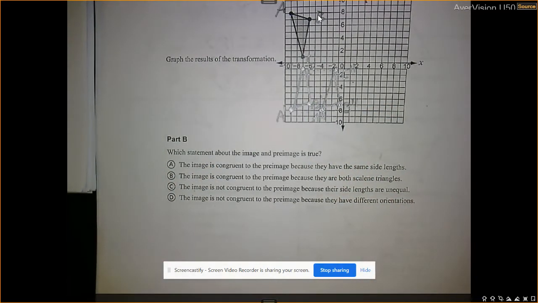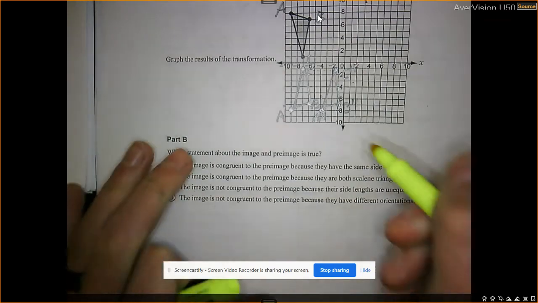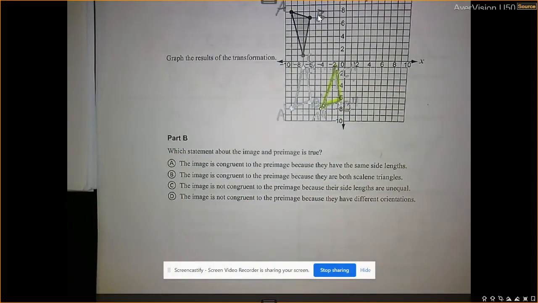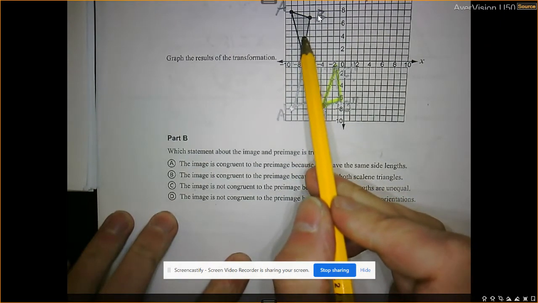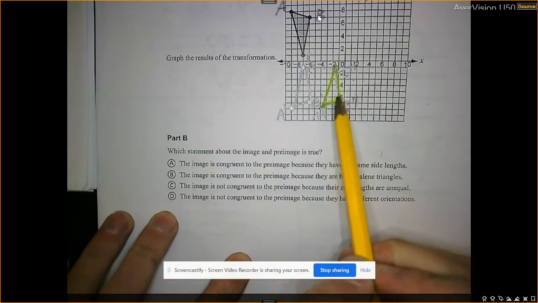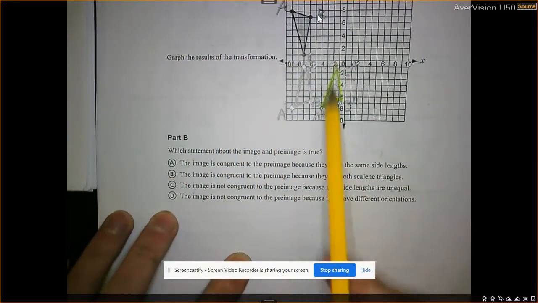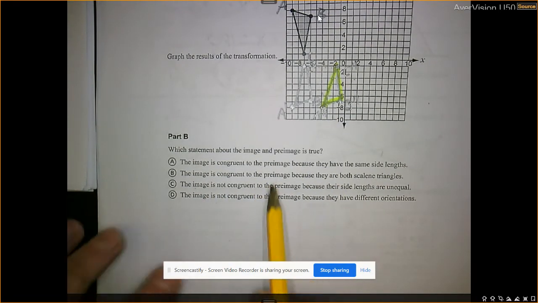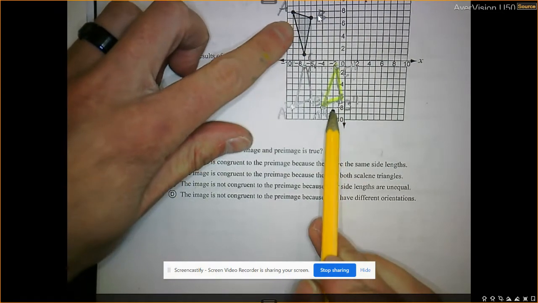Okay, so maybe I'm going to highlight that to let it pop out a little bit. Okay, there we go. That's our final image. Okay, this is our pre-image. This is the reflection, and then we translated it, so we go from this to this when both transformations are done. So let's see which is true about the image and pre-image. So we're talking about these two.